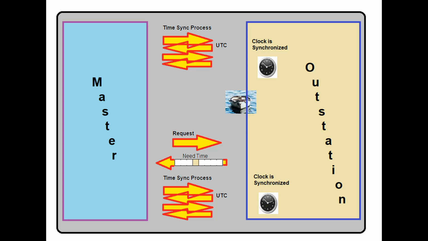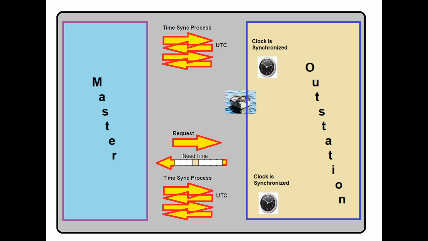Masters are supposed to synchronize to UTC time, not local time. For this class, the term synchronized means the outstation considers the clock to be accurate to within system requirements. Unsynchronized means the accuracy is outside system requirements or completely unknown. There is no DNP3 definition for accurate to within system requirements.